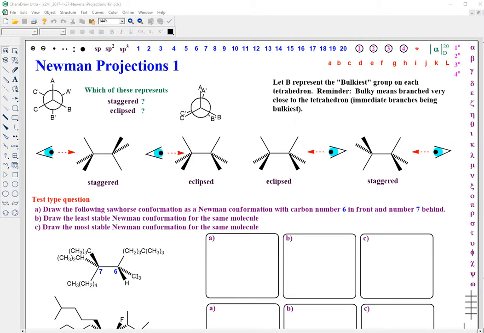Part 1. The Newman projection on the left has even spacing between groups on the front carbon and the back carbon. The Newman projection on the right has groups right in front of other groups. I hope it is clear that this one is called eclipsed and the other one is called staggered.